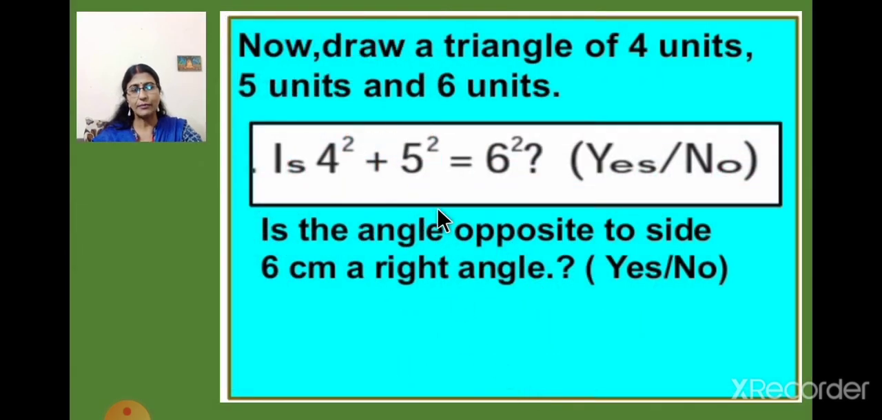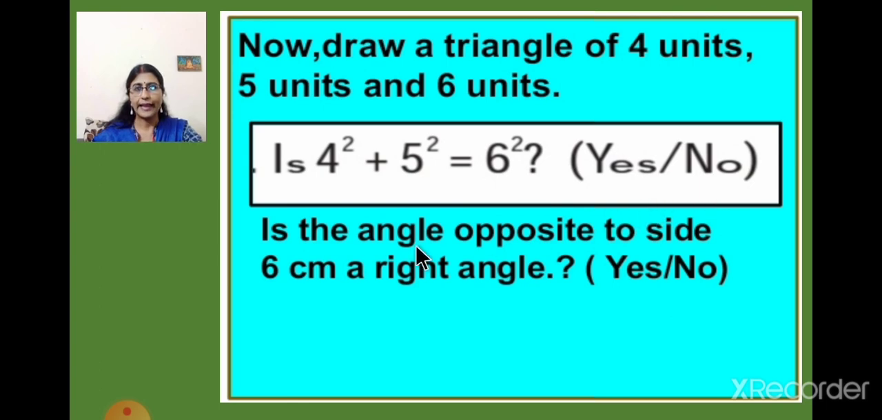Now this one more I have given. Now draw a triangle. So on a new page you will draw a triangle of 4 units, 5 units and 6 units. And then you will see whether 4 square plus 5 square is equal to 6 square. If, after calculation, you see 4 square plus 5 square is equal to 6 square, then you will write yes. And if you don't get this side equal to this side, then you will write no.